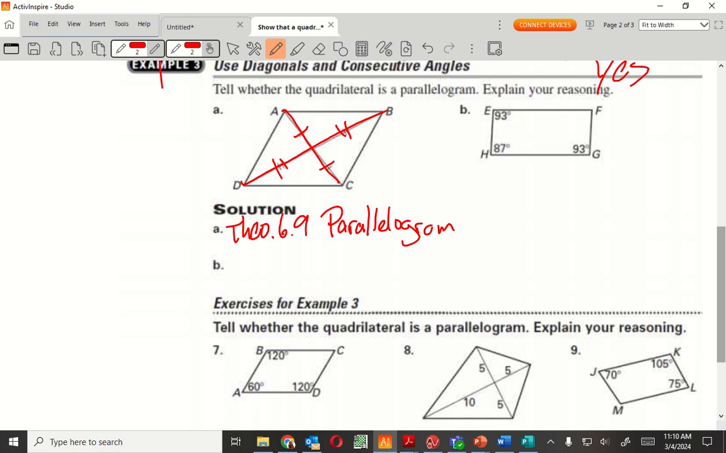Now what about this next one here? That one is congruent too. Why? Because if it is 87, that one's 87 too. Okay, why does it have to be 87? Because it's congruent. Okay, but we could also use theorem 6.8. What does 6.8 say?